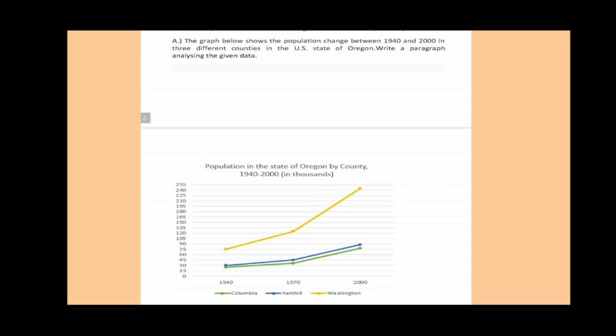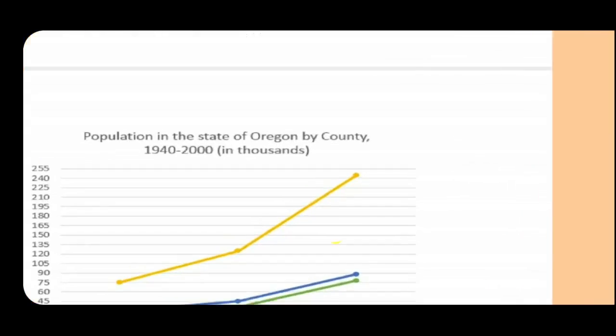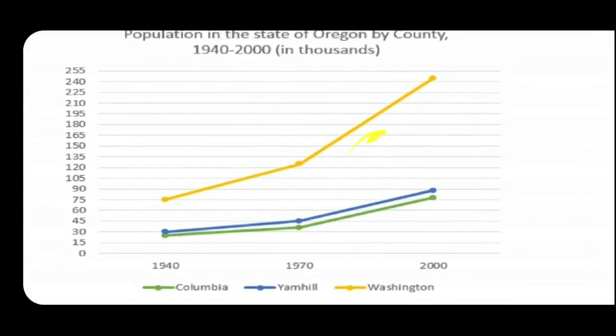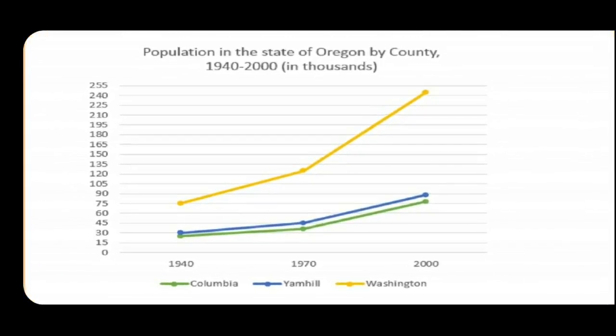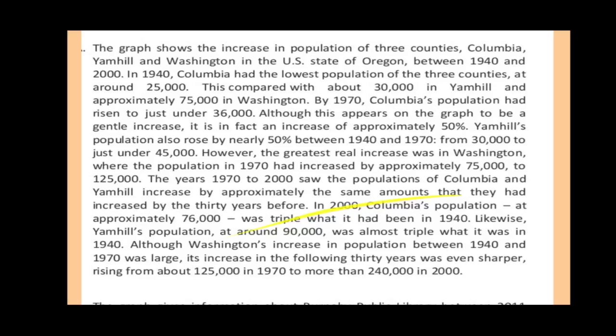Next is, the graph below shows the population change between 1940 and 2000 in 3 different counties in the US state of Oregon. Write a paragraph analyzing the given data. So this is the graph. I think this is visible to you. You have to observe, understand and analyze. Describe. This is the answer. You can read this and write yourself.